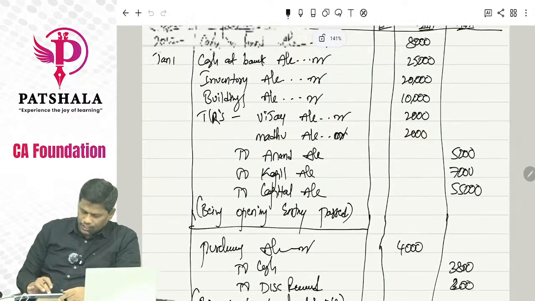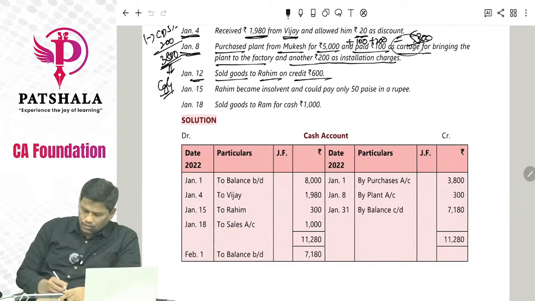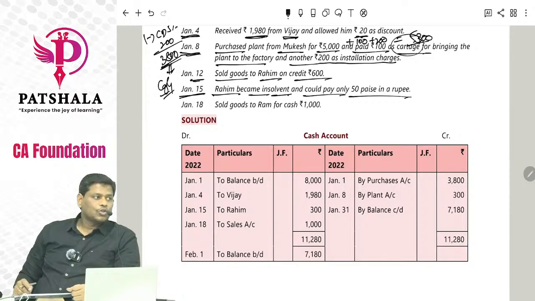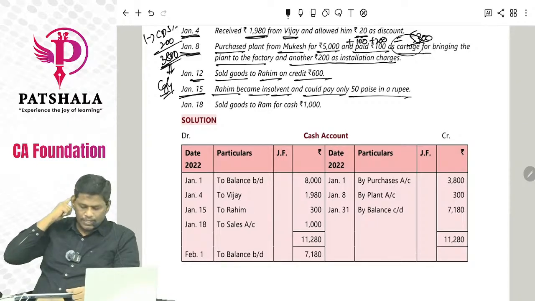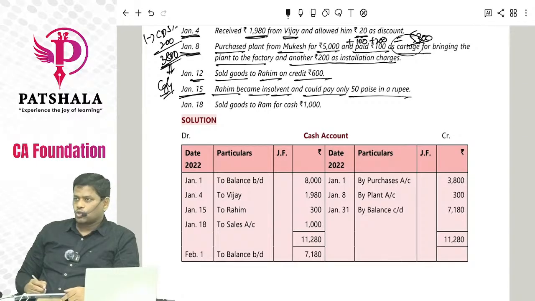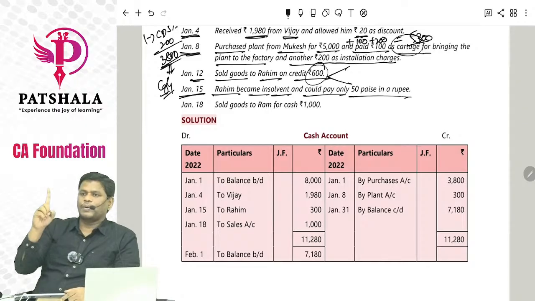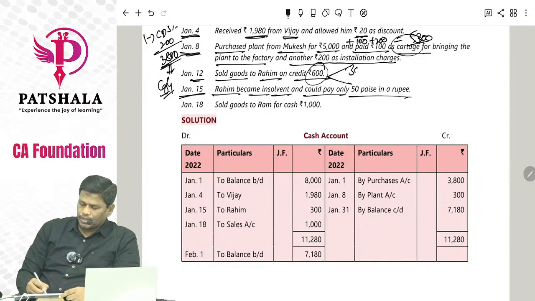So sales finished. Jan 15. Rahim became insolvent and could pay only 50 paisa in a rupee. సో రహీం ఎంత కట్టాలి అసలు మనకి? ఇక్కడే ఉన్నాడు 600. 1 రూపీలో 50 పైసా ఇచ్చాడు వాడు. అంటే 600లో ఎంత ఇస్తాడు? 300 we are going to get cash. What is the rest of 300?